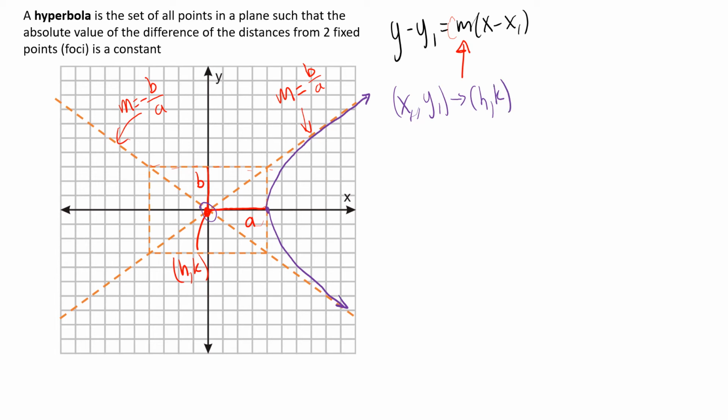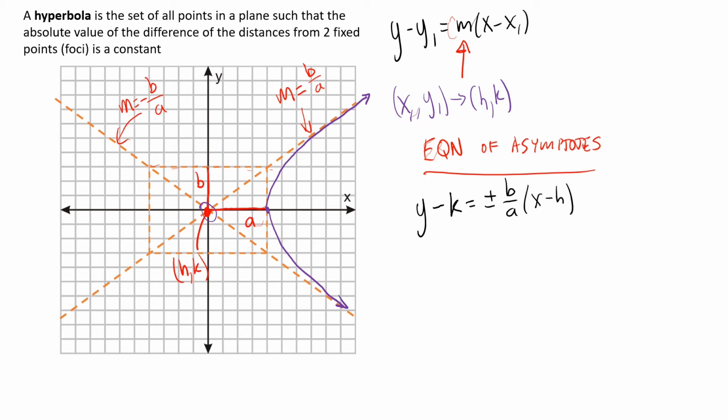So for all hyperbolas, the equation of the asymptotes is always just going to be y minus k is equal to plus or minus b over a times x minus h. And this is even more convenient than you think it is when we get to that. We'll get to that in a minute here.